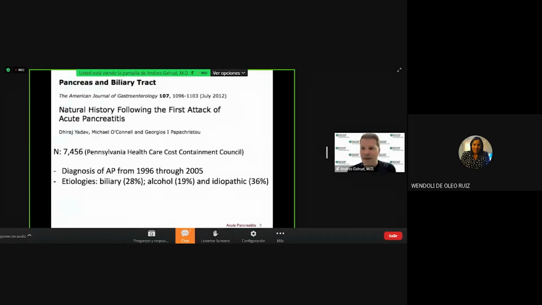What's interesting is this is something that we know. 28% is biliary pancreatitis, and I'm going to show you in a couple of graphs and one of my patients what biliary pancreatitis is. Then you have 19% alcohol, people that are either alcoholics and develop their first episode, or people that binge alcohol and develop pancreatitis. And then 36%, almost 40%, were idiopathic.